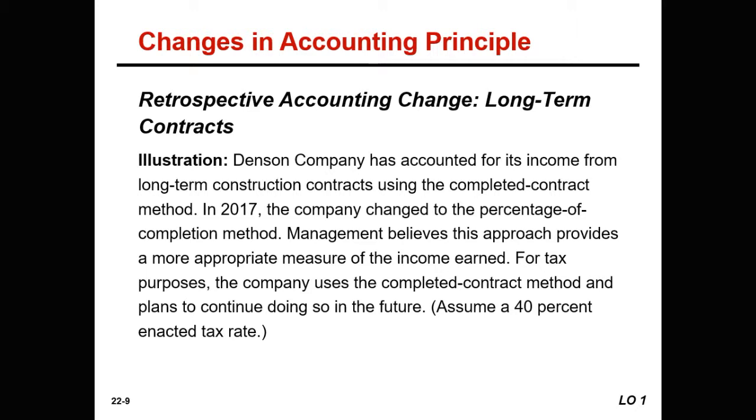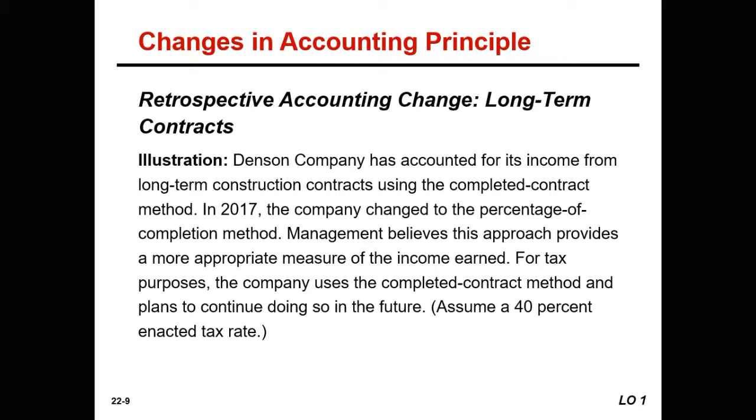So let's look at a retrospective accounting change in regards to long-term contracts. These should still be relatively fresh in your mind. Denson Company has accounted for its income from long-term construction contracts using the completed contract method. In 2017, the company changed to the percentage of completion method.